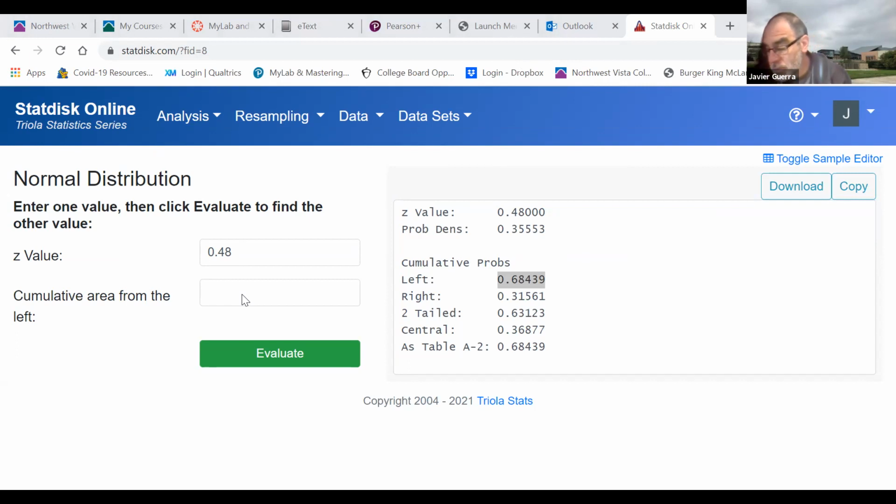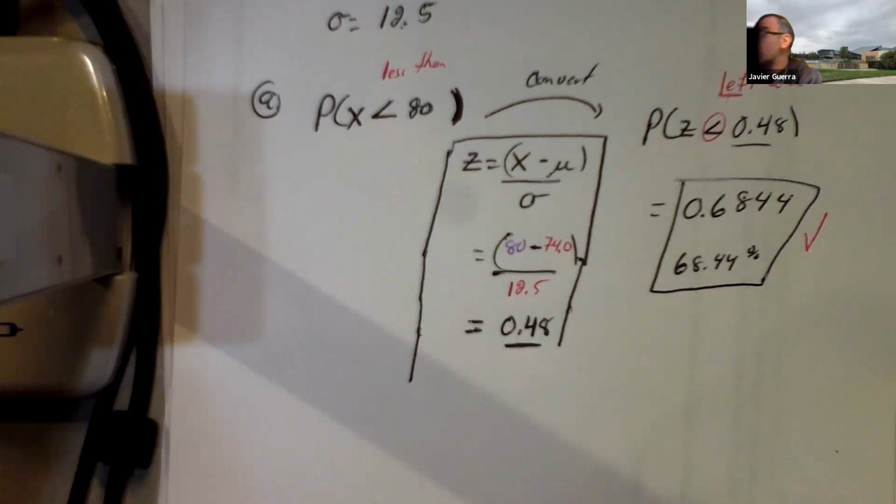Is it 272? 68.44%. Yep. That's exactly what the answer in the back of the book says. I have the answers. I am good. So this is pretty much what we did on 6.2 with the word problems. Nothing changed. Kind of like a good review of what we did in 6.2. So boom, that's part A.